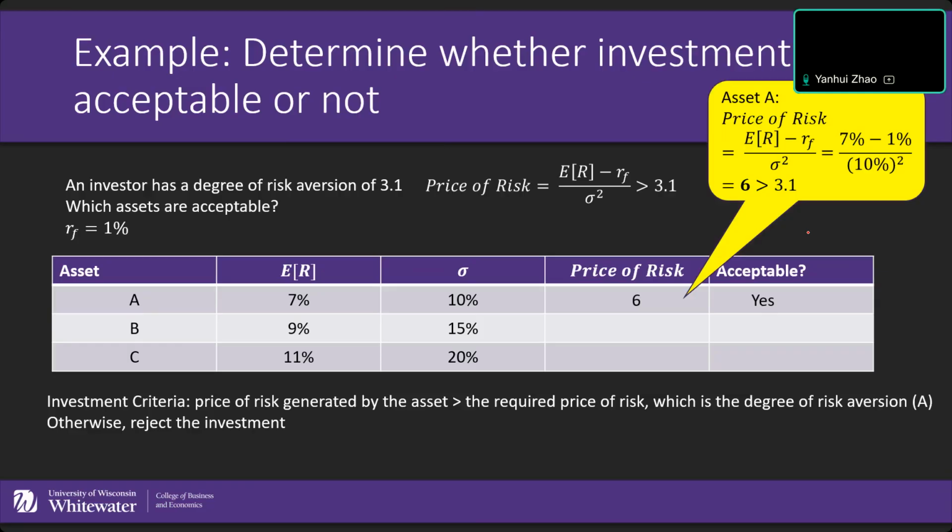So the investment criteria is here. If the price of risk generated by the asset is greater than the required price of risk, which is the degree of risk aversion for the investor, we accept. Otherwise, we reject the investment. So follow the criteria and make the decision.